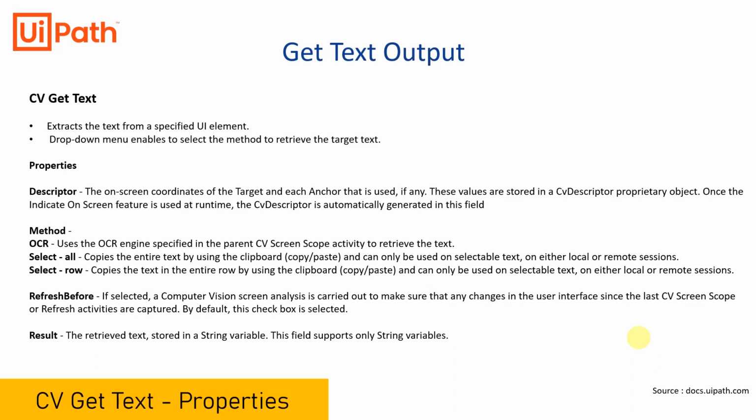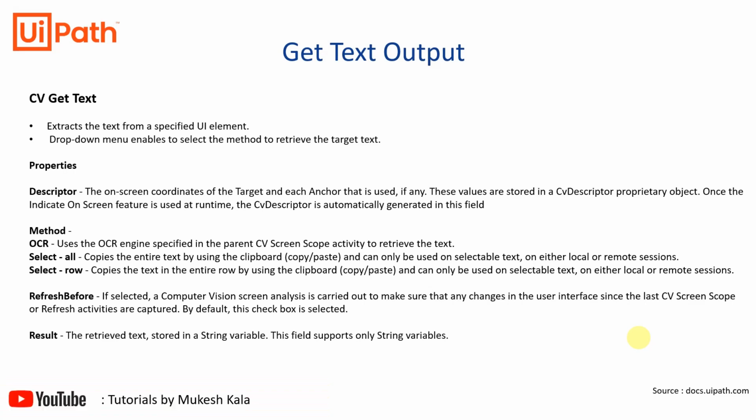Now that we have seen the get text activity, let's have a quick look at the properties which are available. First of all, CV get text is used to extract the text from a specified UI element. The drop down menus enable you to select the different methods to retrieve the target text. Okay, so if you would have seen in the CV get text, there was a drop down, right? By default, the drop down was selected to OCR, but we have two more options, which are called select all and select row.